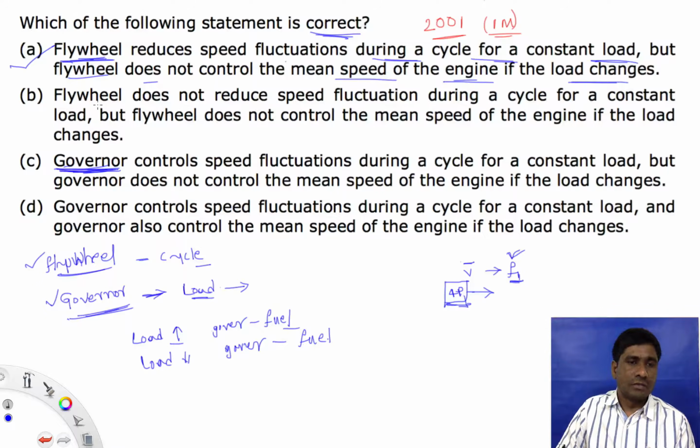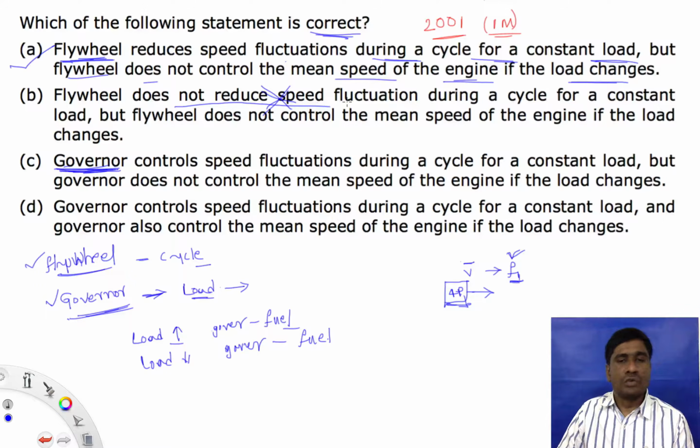And let's see second one. Flywheel does not reduce the speed fluctuation. This itself is a wrong one. The main function of the flywheel is to reduce the speed fluctuation during a cycle, right? So this itself is wrong. And let's see third one.